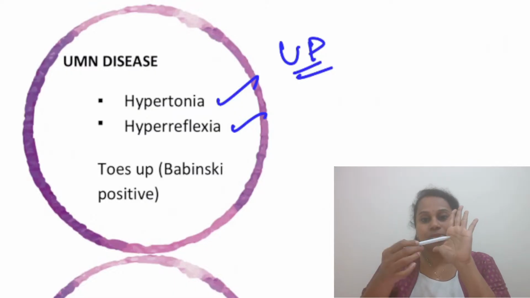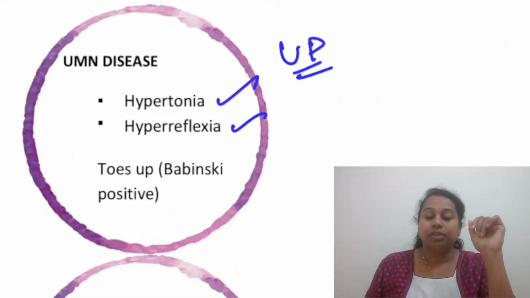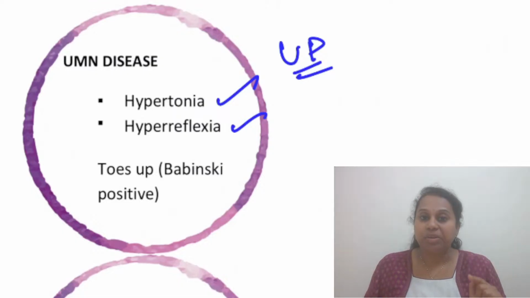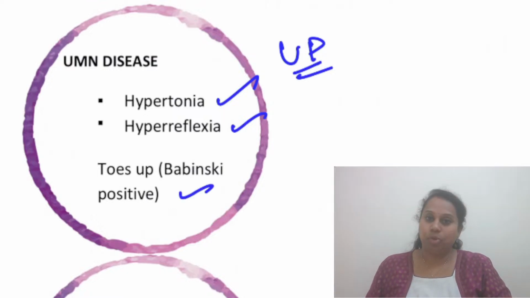Babinski sign is when you scratch on the sole of the foot from lateral to medial. Usually the toes go down like this. But in UMN disease, upper motor neuron disease, the toes go up and they're fanning out like this. That is called Babinski sign positive.